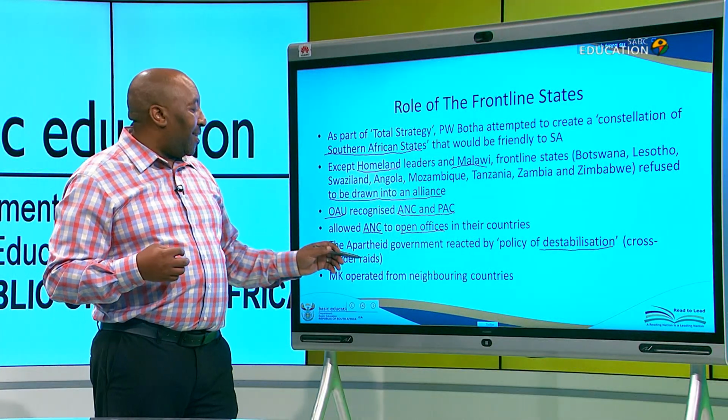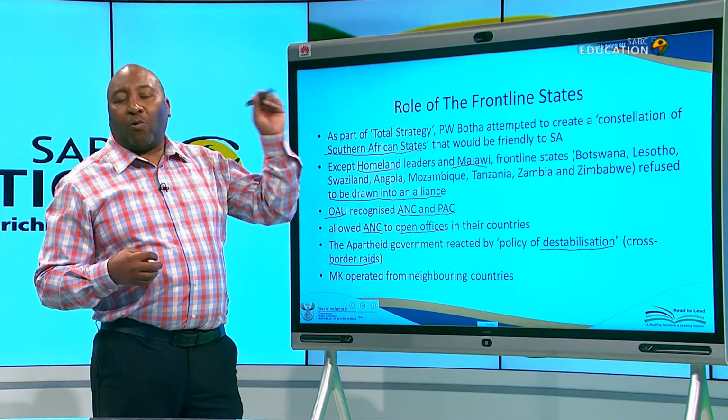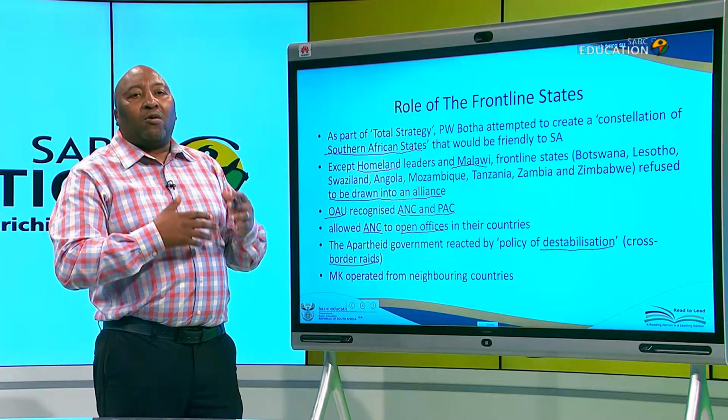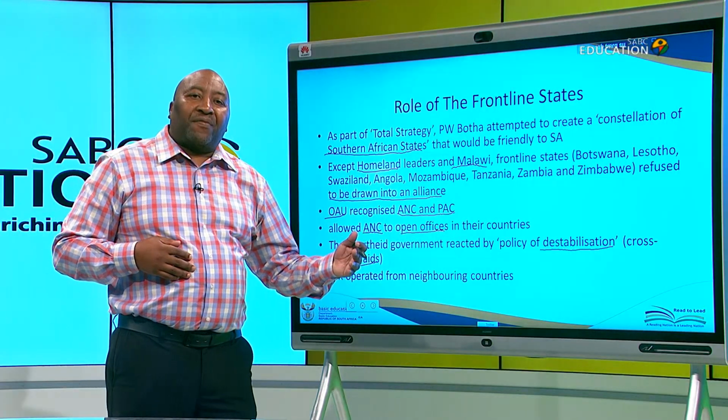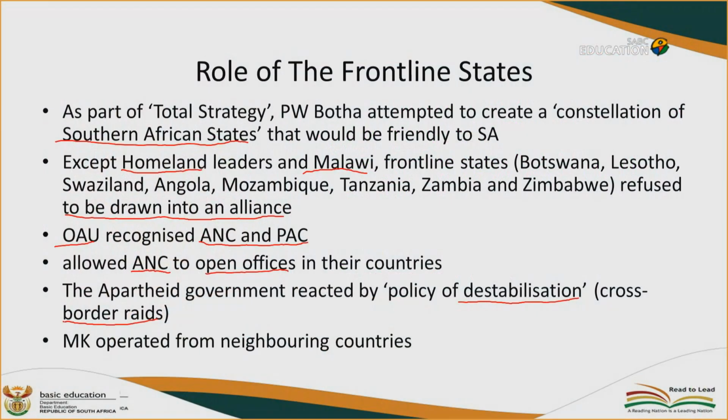They closed the borders to check everyone who crossed over, so that they could prevent all the activists who went out of South Africa to mobilize or to prepare against the apartheid government. So they tried to dismantle that. But they did not succeed, because the MK, Umkhonto weSizwe, operated from the neighboring countries.